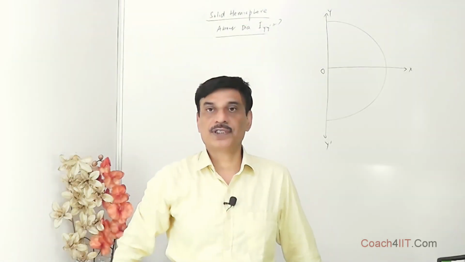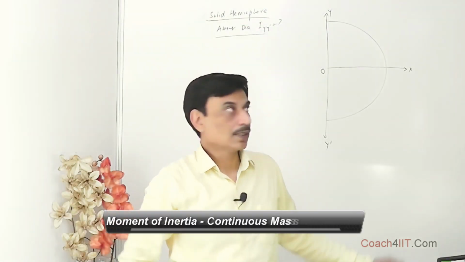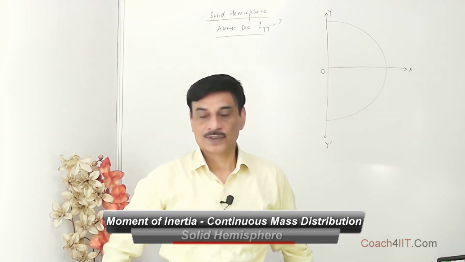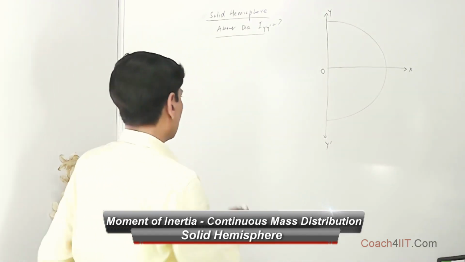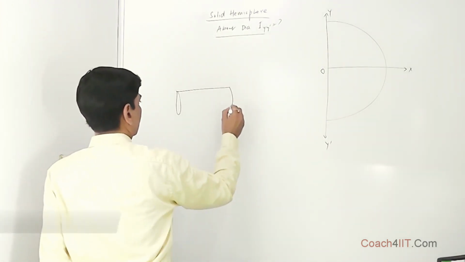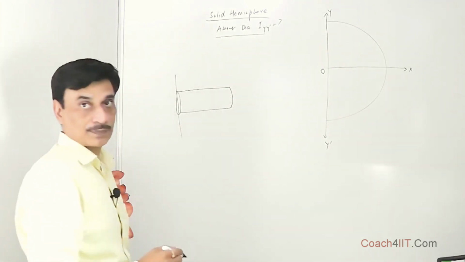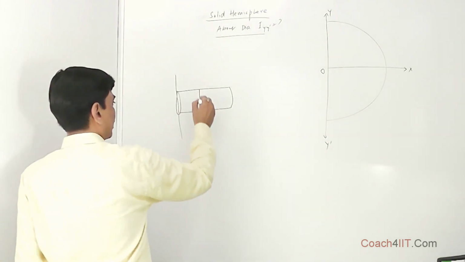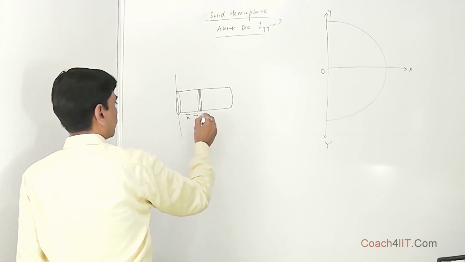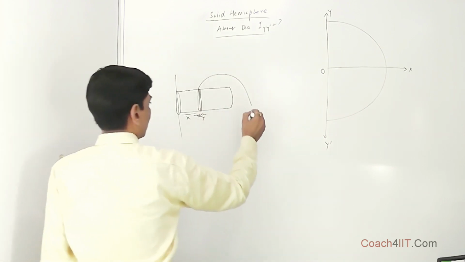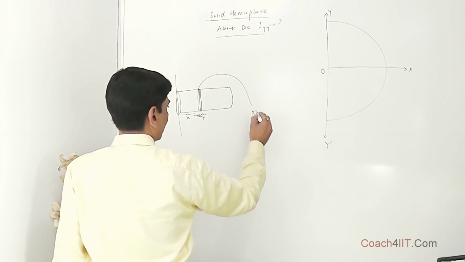Find the moment of inertia of a solid hemisphere about this diameter. So this is a solid hemisphere. You have seen that when we were talking about a solid cylinder, we took a small section dx at a distance x. So this makes a disk.